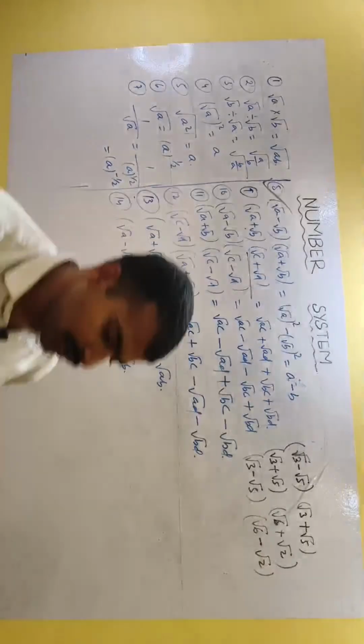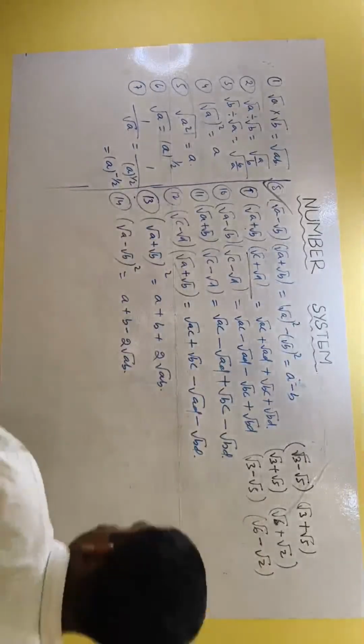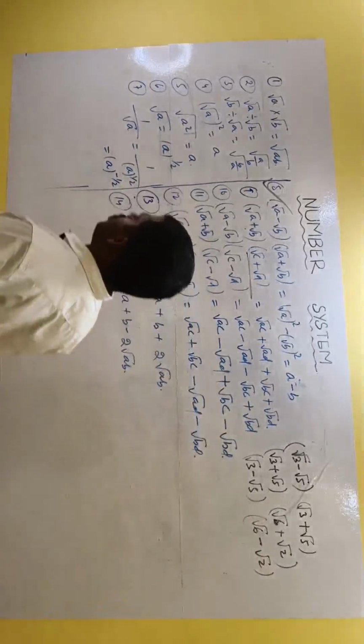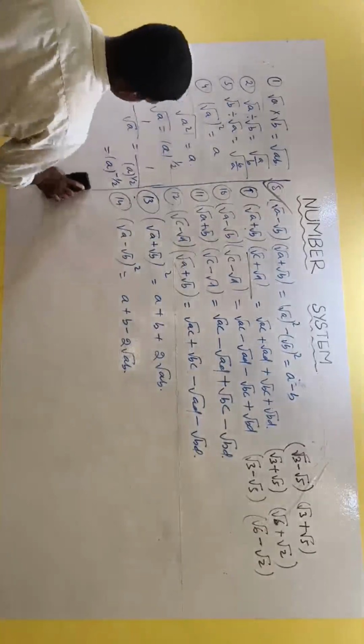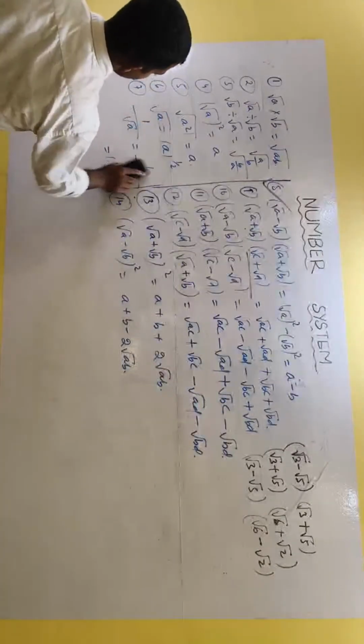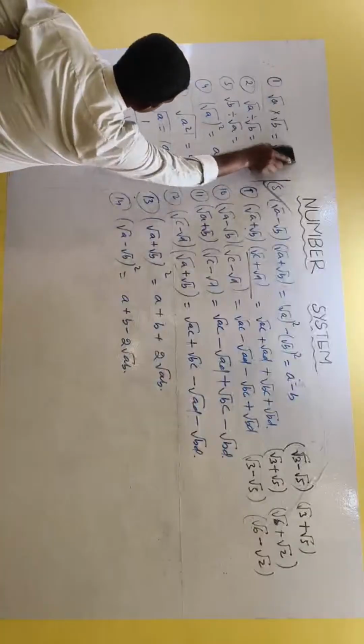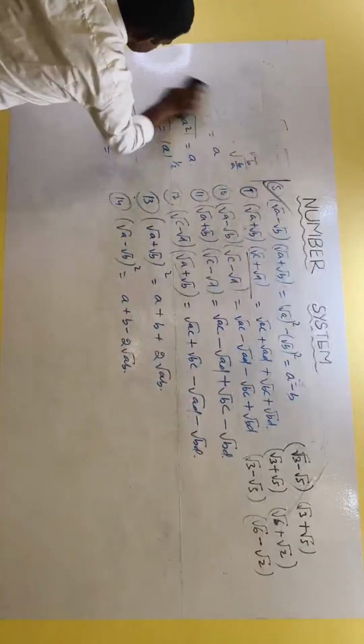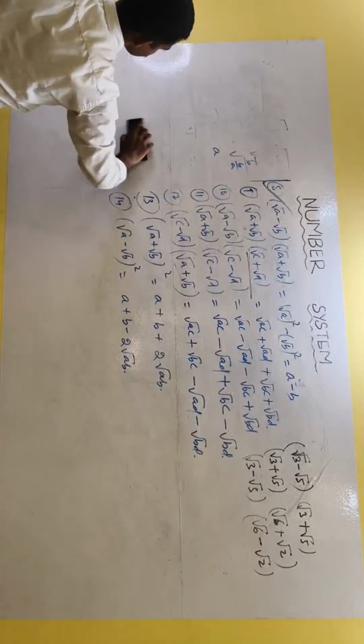Rationalize the denominator. In the denominator there must be an irrational number or irrational power. There must be an irrational power. Rationalize the denominator.